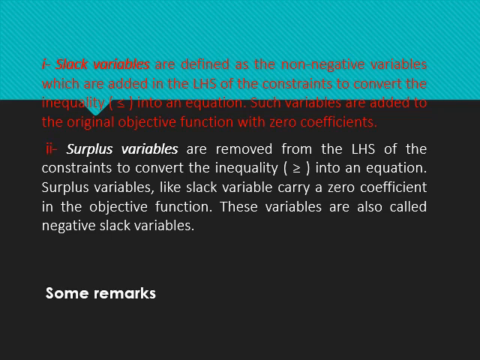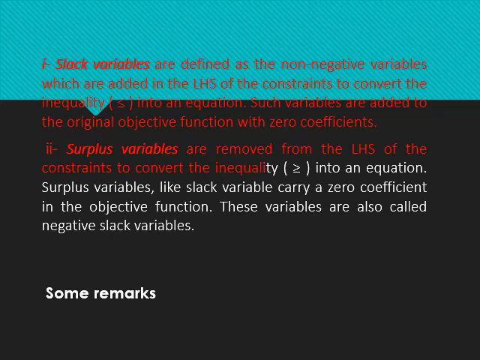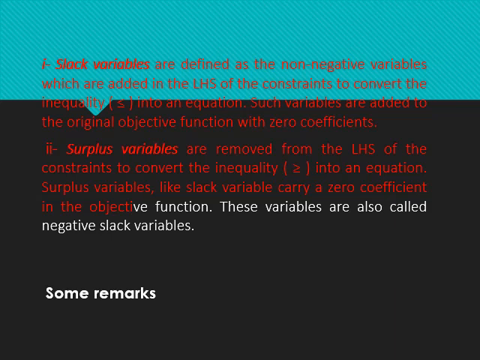Two, surplus variables are removed from the left hand side of the constraint to convert the inequality more or equal into an equation. Surplus variables, like slack variables, carry a zero coefficient in the objective function. These variables also are known as negative slack variable.